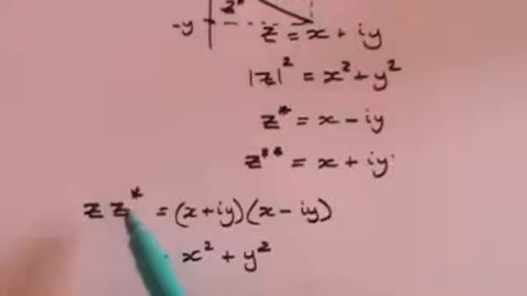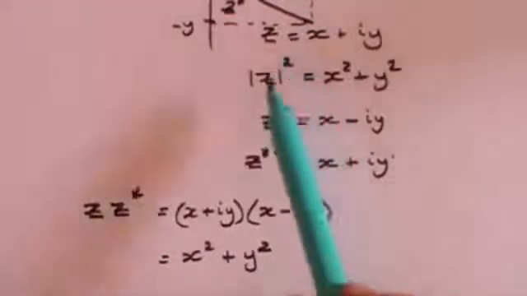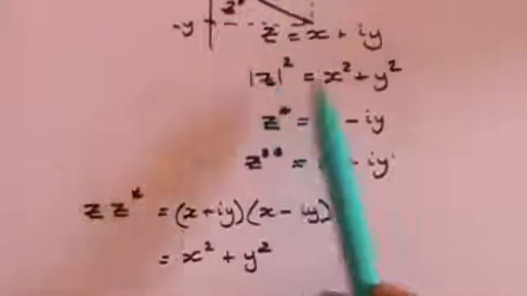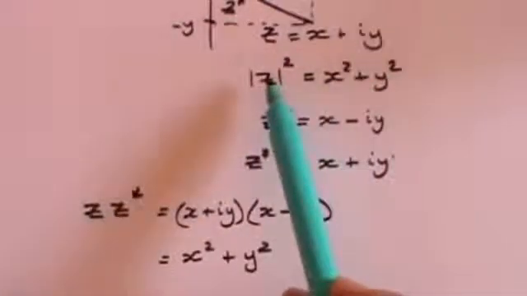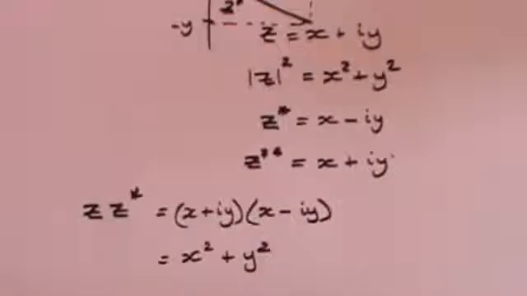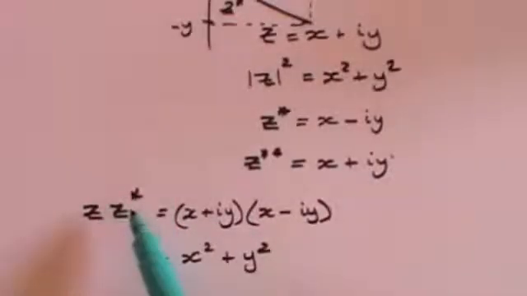The complex number times its complex conjugate gives you the same result as the modulus of that number squared. The modulus of z squared was x squared plus y squared from Pythagoras, but you get the same result if you multiply the number by its complex conjugate. And that will be important when we get to some of the physics of quantum mechanics.